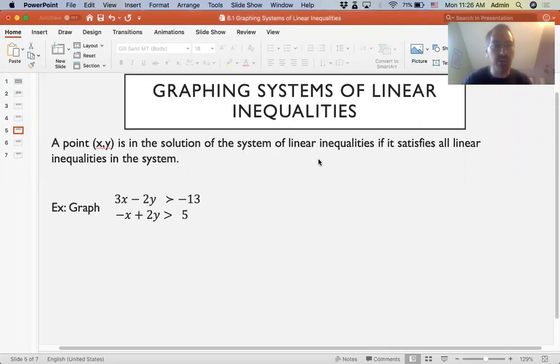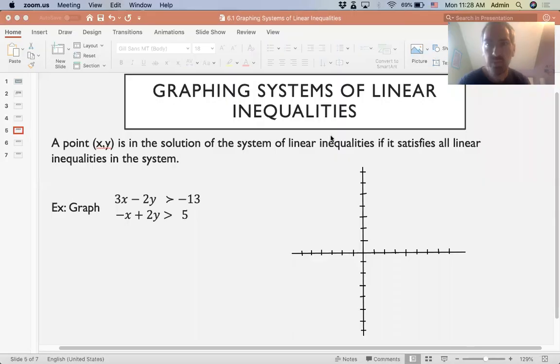All right, so what about a system of linear inequalities? We just have two or more linear inequalities put together, and we're trying to find all the solutions that satisfy this system. The procedure is no different. We're going to graph each of these linear inequalities on the same plane, and then we'll do our shadings separately, and then we'll see where those shadings overlap. Okay, so we'll start with 3x minus 2y greater than negative 13 first.